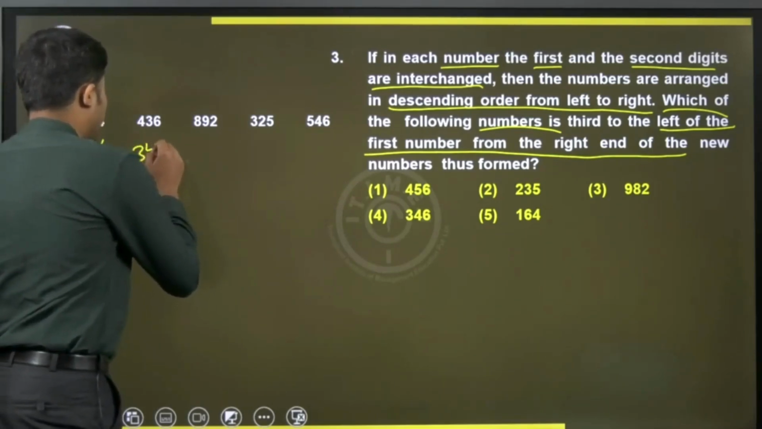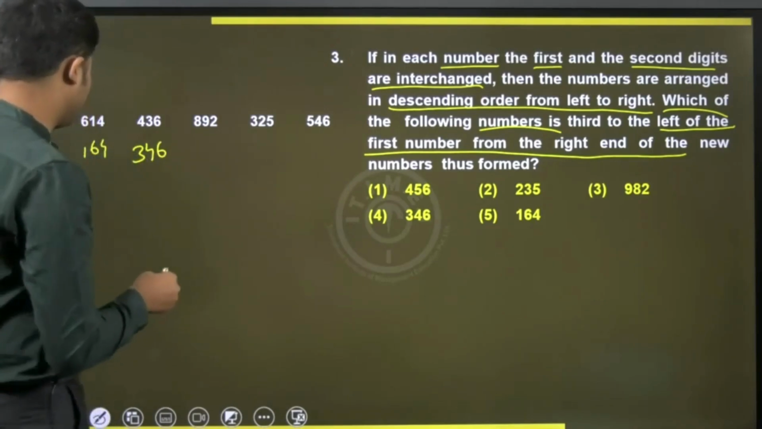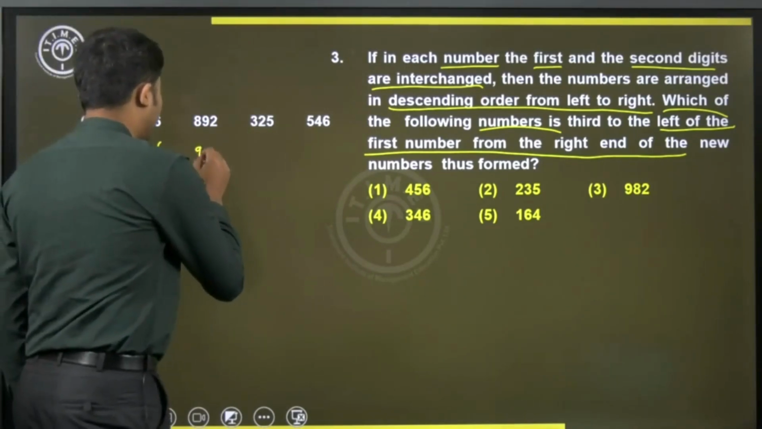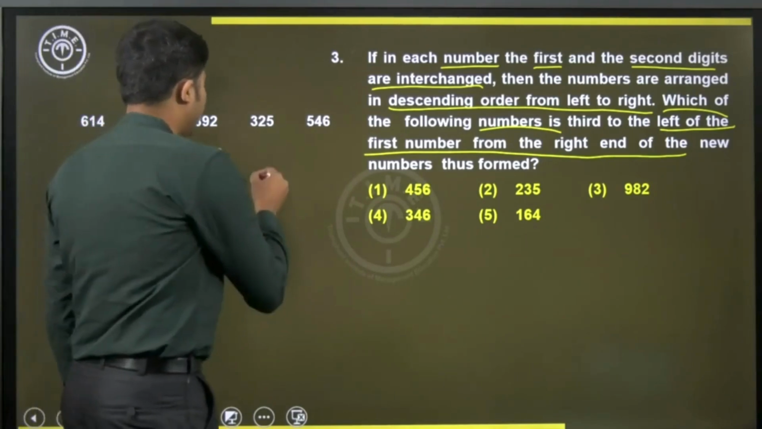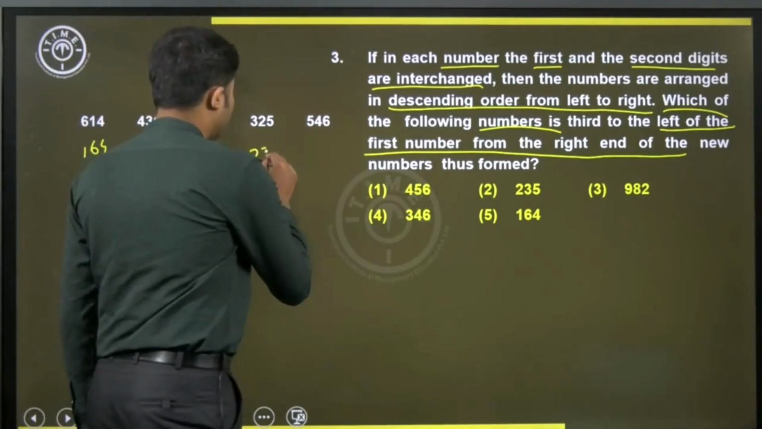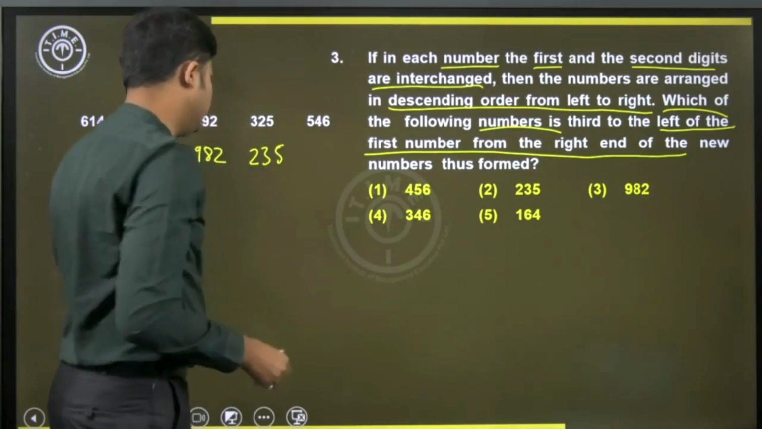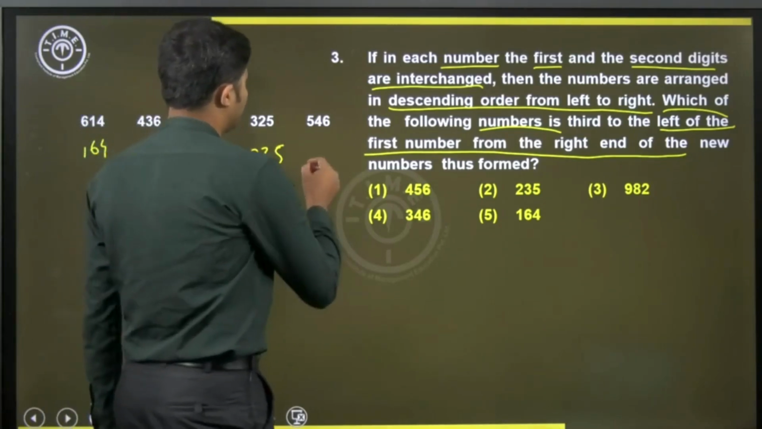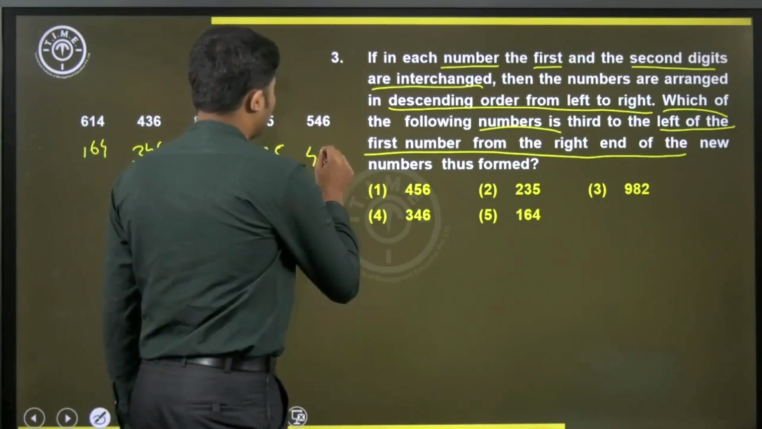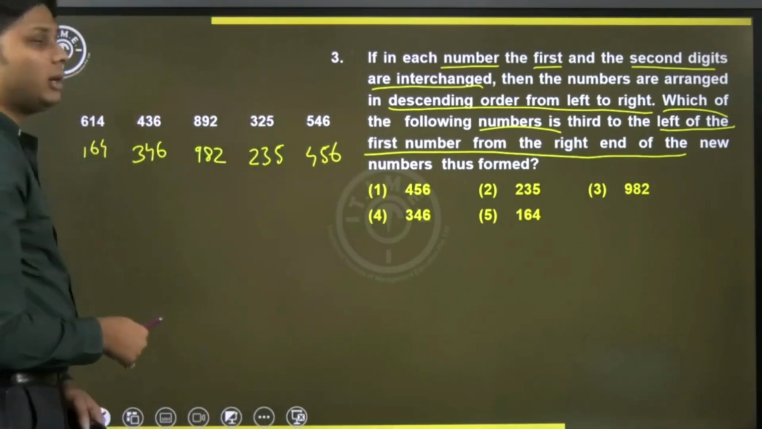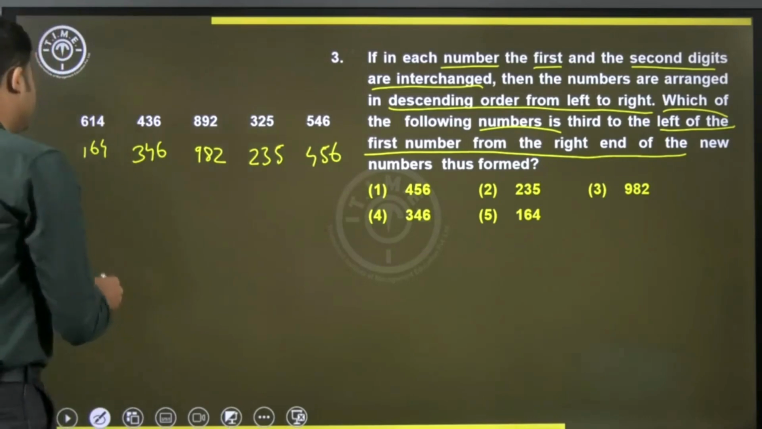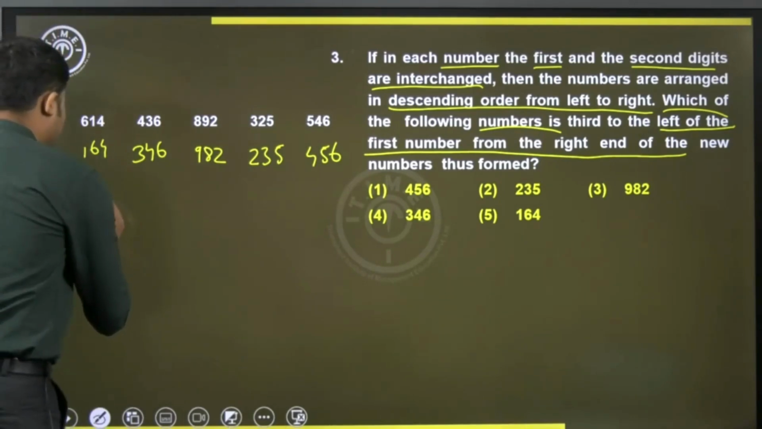436 would become 346. 892 would become 982. 325 would become 235. 546 would become 456. And now arranging this in descending order from left to right, the highest number is 892.